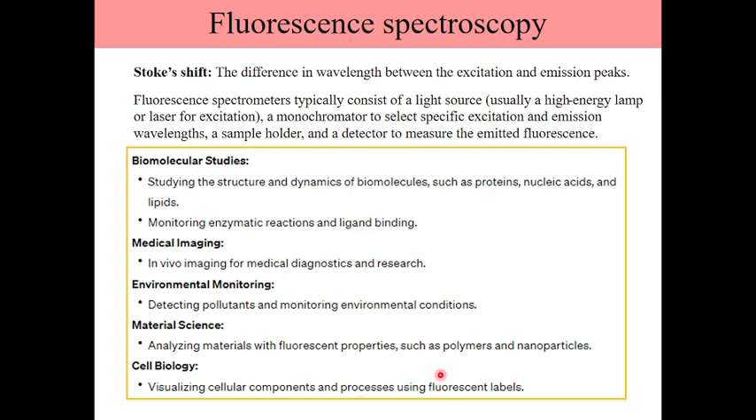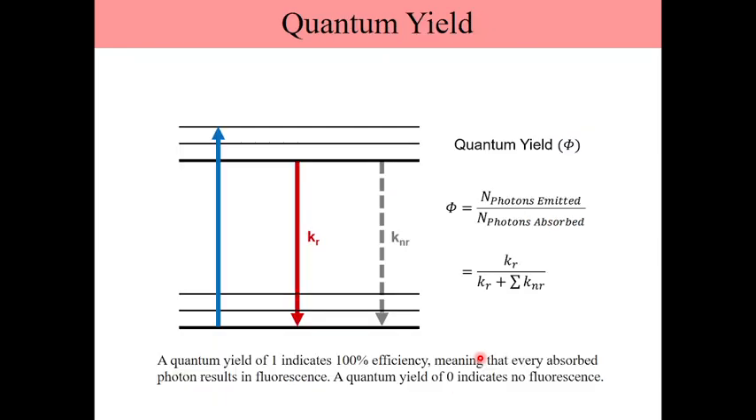So there are different fluorescent stains that are useful in visualizing the materials that are present inside the nucleus, and then the proteins that are present in the cytoplasm. You can tag these components with different dyes, like these fluorescent labels, and then you can visualize them under the microscope. All right, last but not the least is quantum yield.